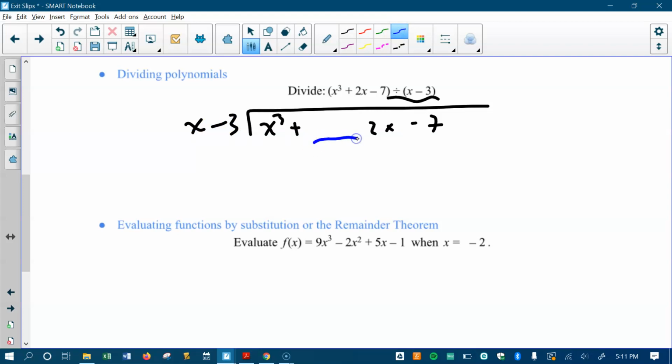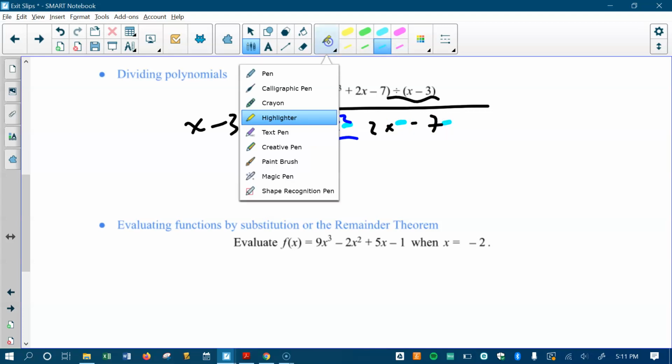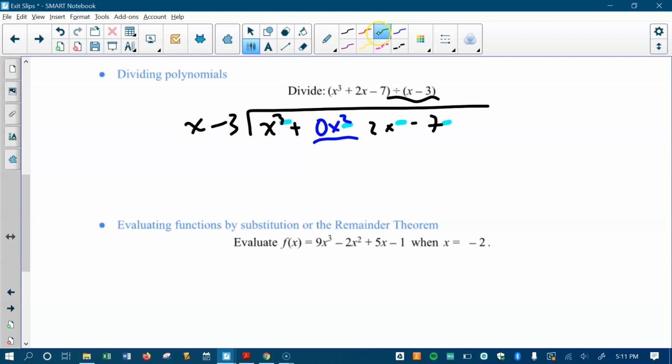Why did I leave a blank here? Because I need a 0x squared. Remember, I need my powers to go from highest to lowest and in order. Okay, so if we need a refresher on synthetic division, here it is.